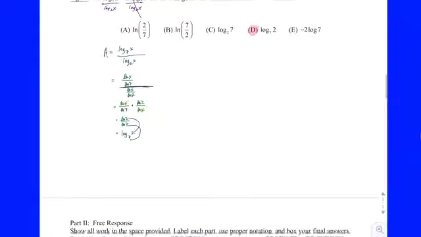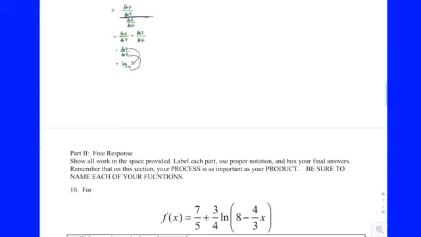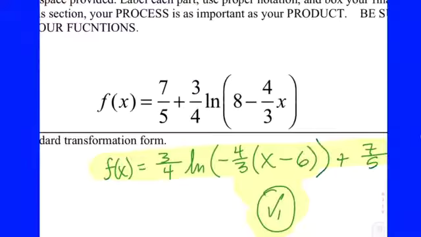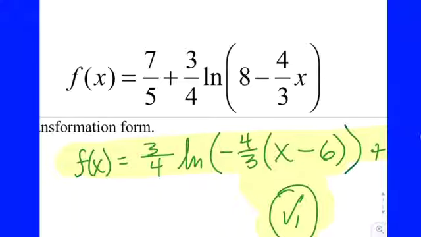All right, moving on to the free response. Step 1, put it in the standard transformation form. So here we go. The 7/5 in the front goes to the back.